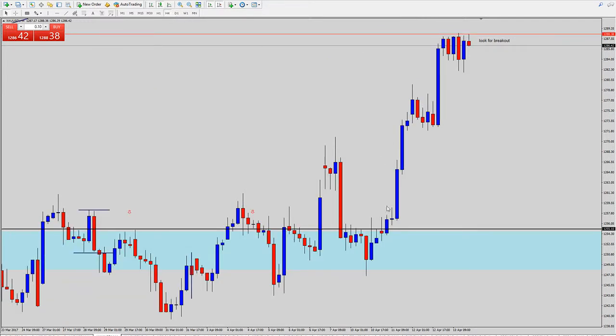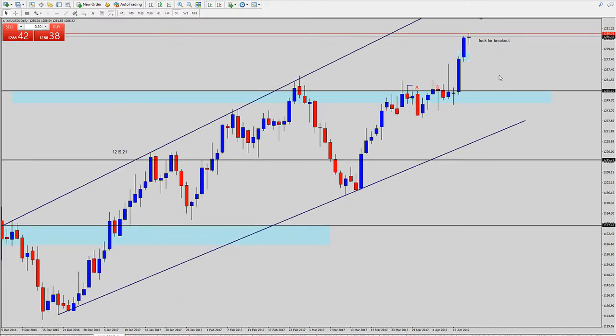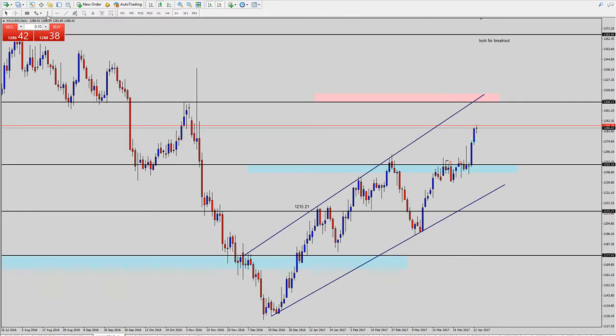So I didn't take any trades until it actually broke out of the zone, which I got into right here. I saw it consolidate for a while after it broke out, and I took some trades up here. What I'm looking for right now is a continuation upward, since it had a strong bullish movement, up to the 1308 zone.